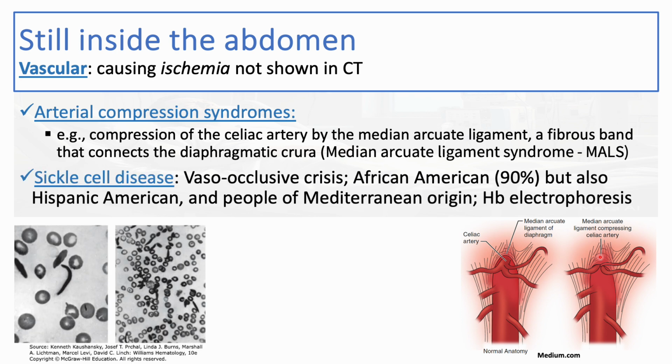A little bit more common, especially in certain areas, certain tribes and ethnicities, like in African Americans, is sickle cell disease. Keep that in mind whenever you have a patient with undiagnosed sickle cell, if they have hemolysis, and especially if they're of African American descent. But it can also happen with Hispanic Americans and people of Mediterranean origin.